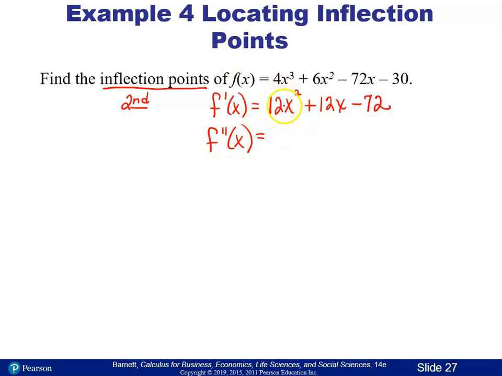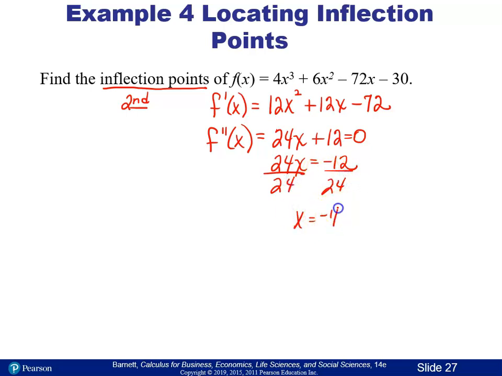So here my derivative is going to be 24x, and here it's going to be 12, and then that's going to be 0. So if I set this equal to 0 and solve, divide by 24, x is going to be negative 1/2.